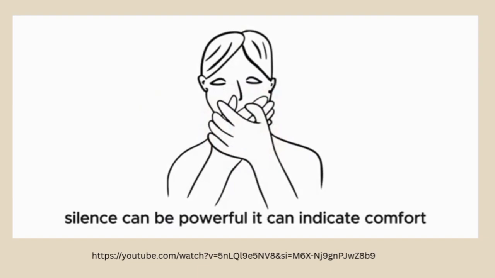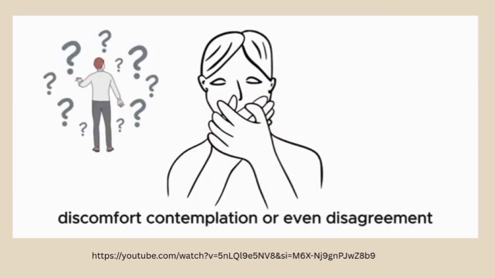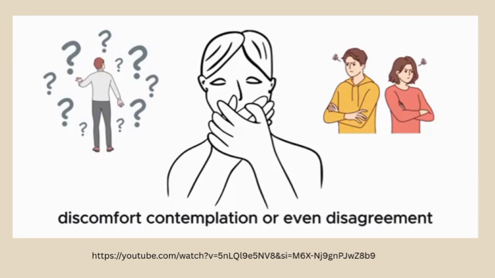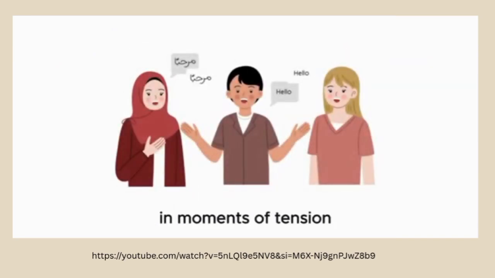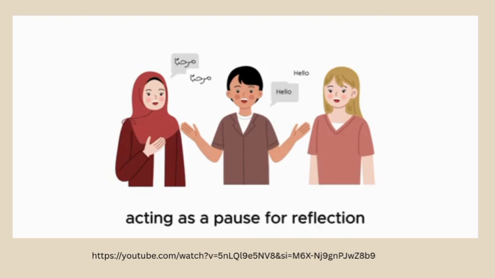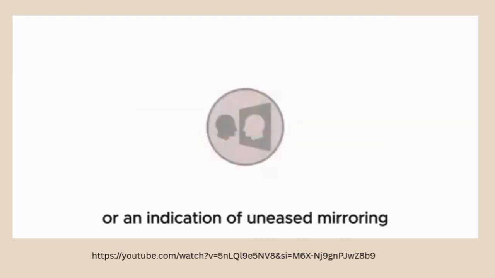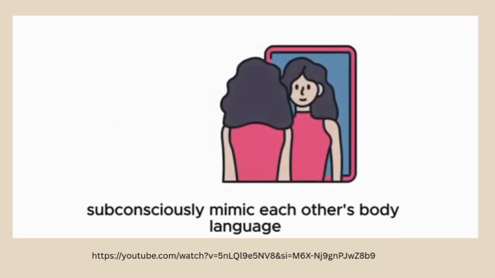Silence. Silence can be powerful. It can indicate comfort, discomfort, contemplation, or even disagreement. While words fill the space, silence leaves room for interpretation. In moments of tension, silence can speak louder than words, acting as a pause for reflection or an indication of unease. Mirroring. Mirroring happens when people subconsciously mimic each other's body language.